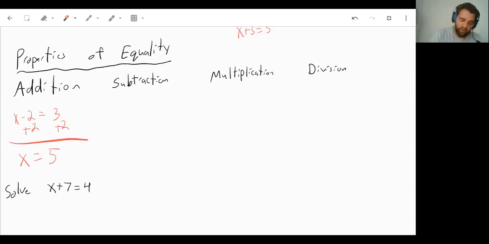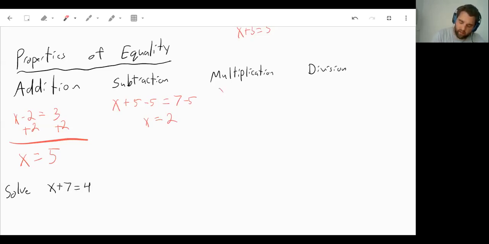Same thing with subtraction. If you originally had x plus 5 equals 7, you can now subtract 5 from both sides, and the equality of the equation will stay preserved. And you'll know that x equals 2. The same holds true for multiplication.